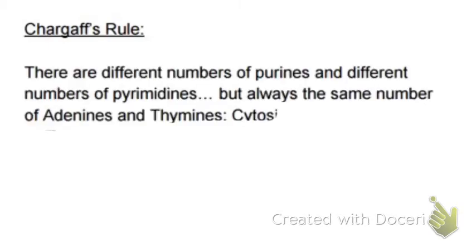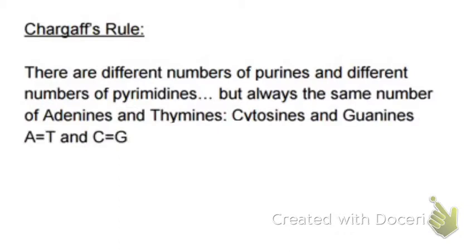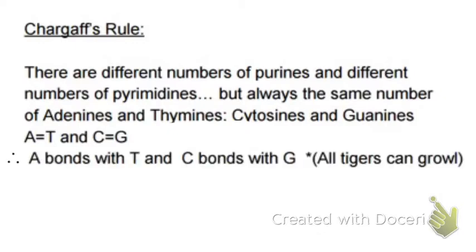Lastly, we have Chargaff's rule. Chargaff's rule tells us that there are different numbers of purines and different numbers of pyrimidines, but always the same number of adenines and thymines and cytosines and guanines. That means that adenine is always equal to thymine, cytosine is always equal to guanine. Therefore, adenine bonds to thymine and cytosine bonds to guanine. The way you can remember that they are linked together is that all tigers can growl. So A and T are linked together always. C and G are linked together always.